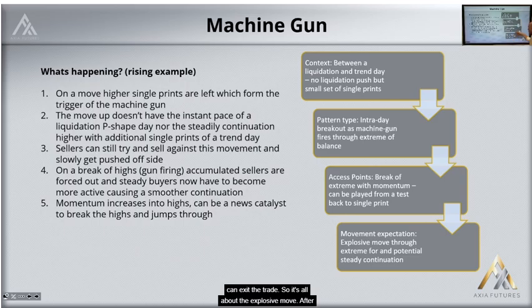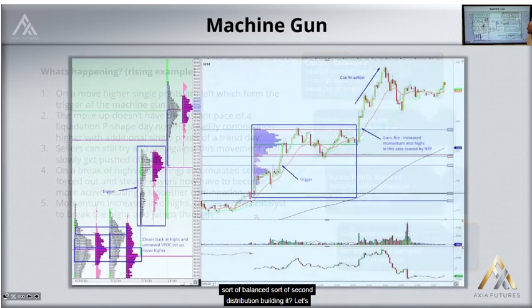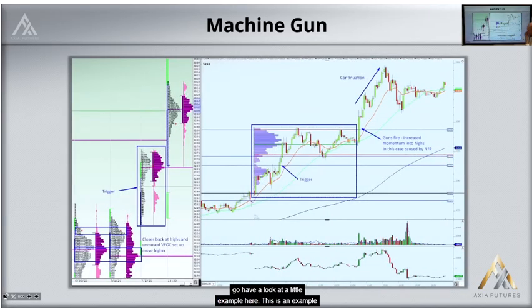So it's all about the explosive move. After the explosive move, then it's an assessment of, are you going to get continuation, trend-like, or are you going to get the more balanced, sort of second distribution building in? So let's go and have a little example here.